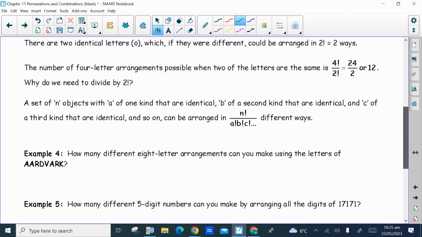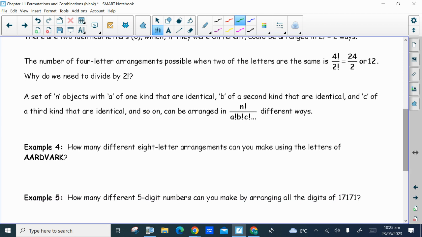So if you have a set of n objects, of which A of one kind are identical, B of a second kind are identical, and C of a third kind are identical, and so on, then those can be arranged in n factorial, where n is the original number of objects, divided by A factorial times B factorial times C factorial, etc. Where A is the number of items that are alike of one kind, B is the number of a second kind that are alike, and so on.